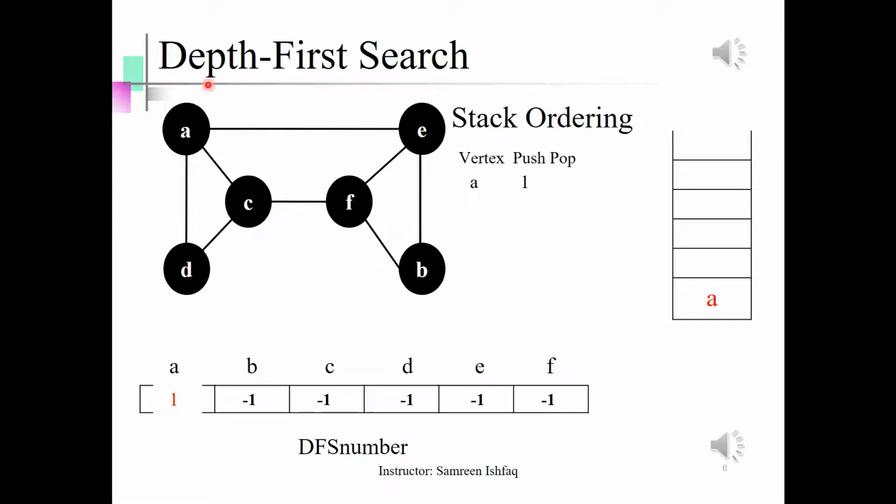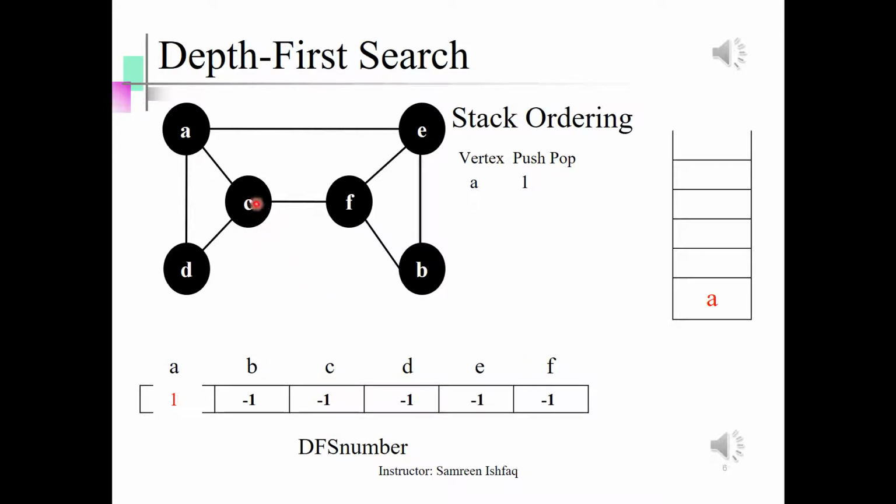We're going to start from A to A. A is a visited vertex, so we will check from A to B. Is there any edge from vertex A to B? No. Now we will check from A to C. Is there any edge from A to C? Yes, there is a direct edge from A to C. And now we will check if C is visited or unvisited. If you look at this DFS number array, you can see that C is unvisited because it is marked with -1. Now we will call the DFS function again.